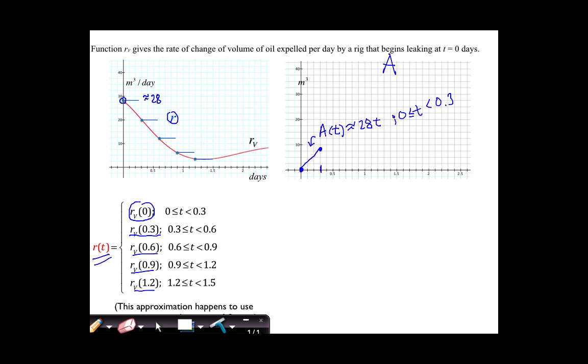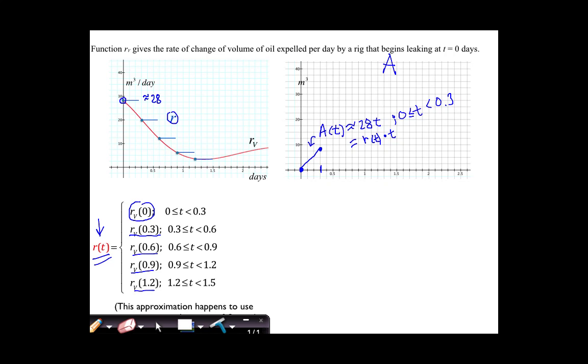If I wanted to say more precisely what this is, instead of writing the number 28, I can just use the symbol r of t. I could say r sub v of 0 also, because that's the rate that we're using. But r of t between 0 and 0.3 is r sub v of 0. So I could also say this approximate accumulation during this first interval here is just r of t, my approximate rate function, times t. Right? Because I'm starting from 0 and building up from there.